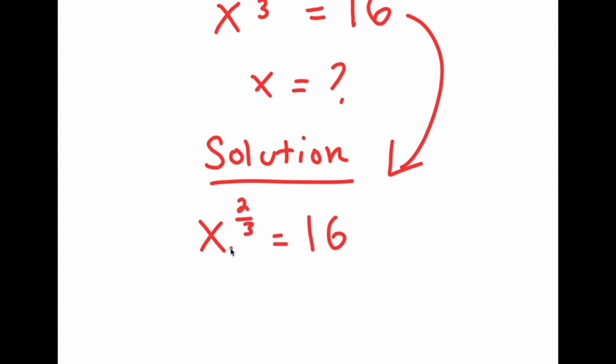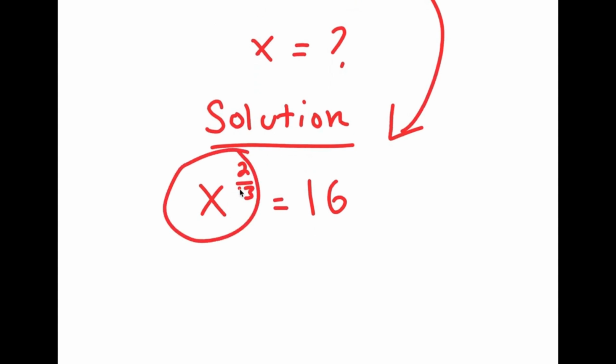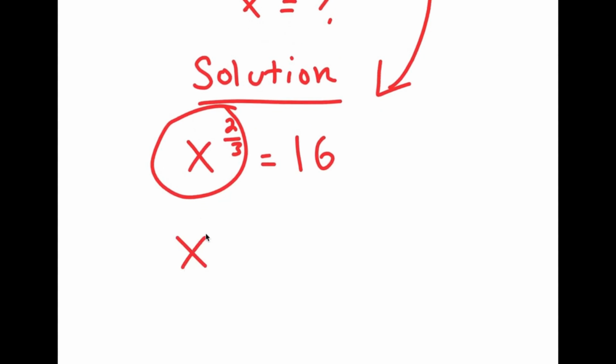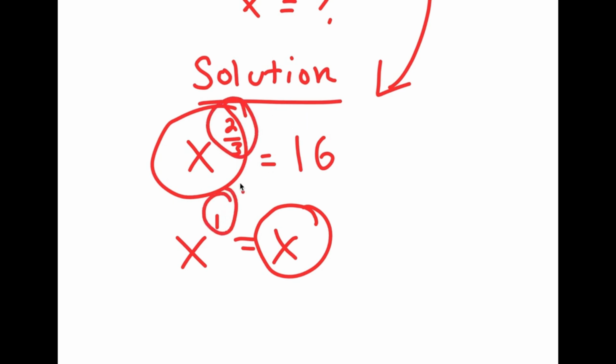And what I'm going to start by doing is, well, we have x to the power of 2 over 3 here, and we want to try to find a way to make this x to the power of 1, because x to the power of 1 equals x, and we're trying to find the value of x, not x to the power of 2 over 3. So, how are we going to change this x to the power of 2 over 3 into x to the power of 1? Well, to do that, we're going to have to multiply 2 over 3 by a number to make it equal to 1, right?